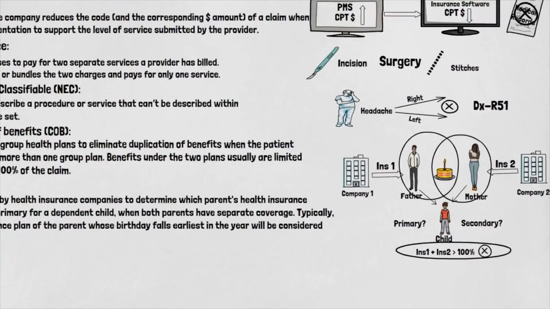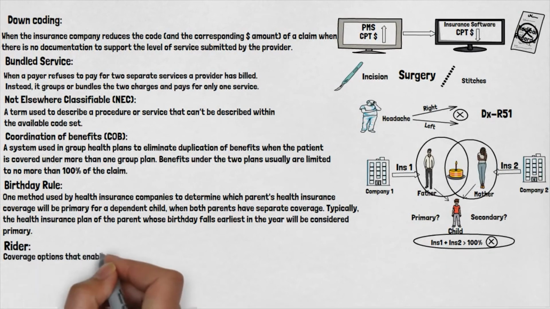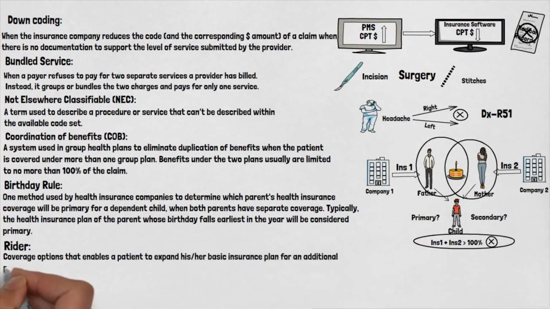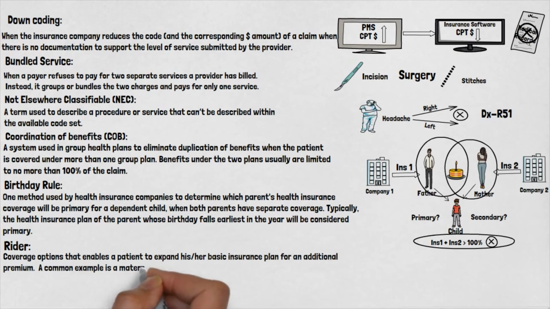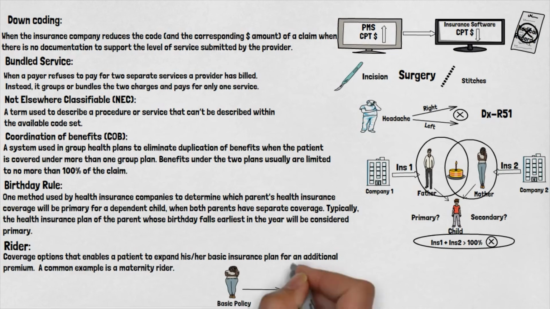Now the next one is rider. Coverage options that enable the policyholder to expand his or her basic insurance plan for an additional premium. A common example is a maternity rider. Now let us assume that a female has a basic insurance plan. When she gets married and becomes pregnant, her basic policy will not provide maternity benefits, in which case she can opt for a rider which will provide maternity benefits during her pregnancy.